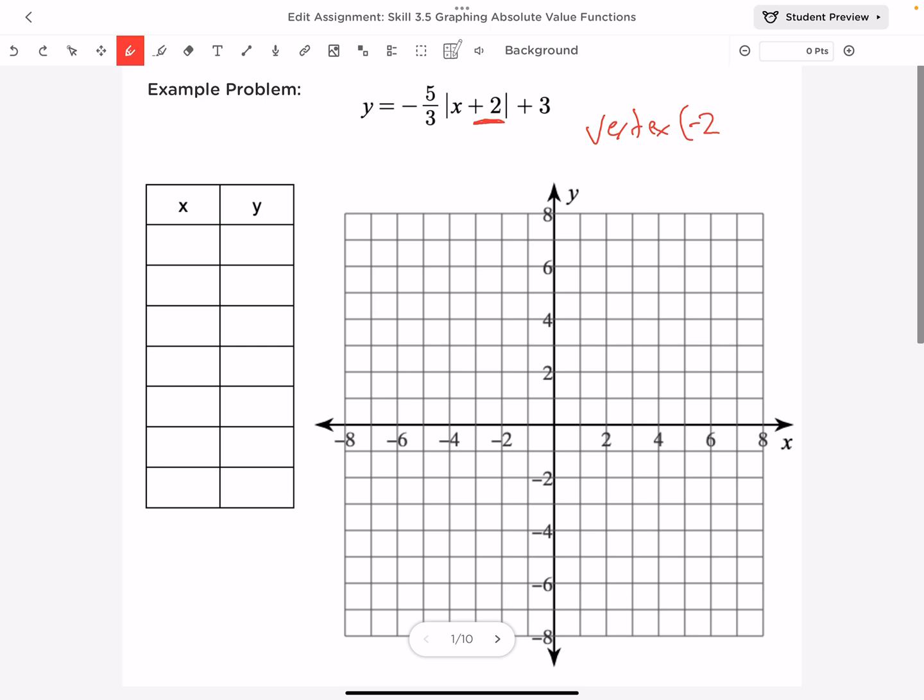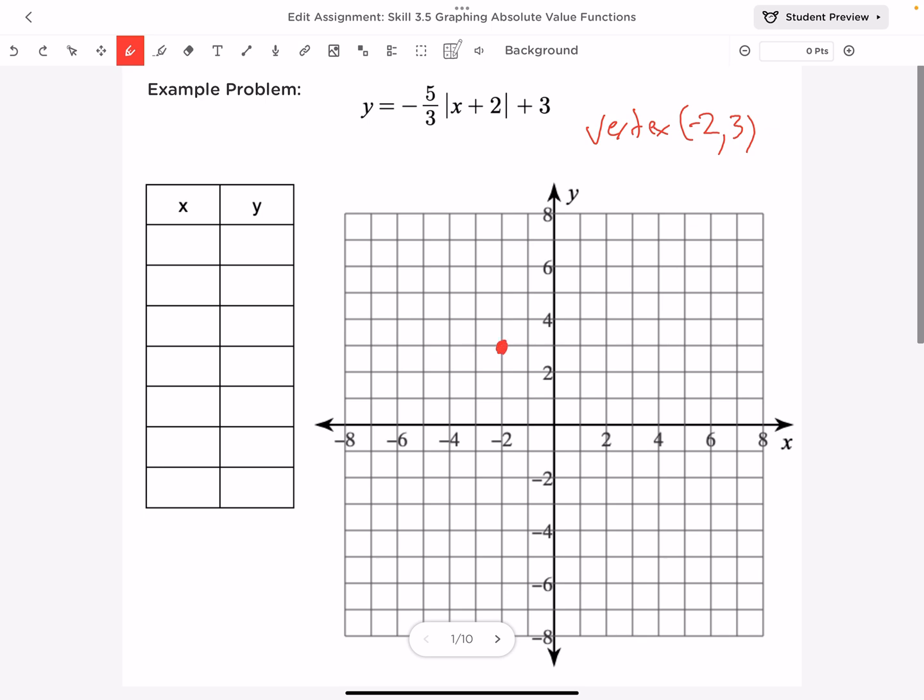Another way to think about it is if I were to put -2 into x, that'd be -2 + 2, and it makes this whole value 0 inside my absolute value. Now for the y, I just look outside of it, this value right here, and I keep it. I do not flip the y. So this becomes -2, comma 3, my vertex, and that's where I'm going to start. So -2, comma 3, which is right here.